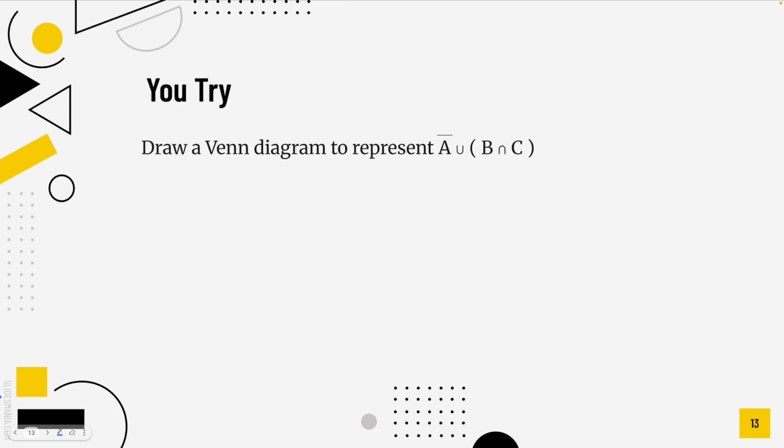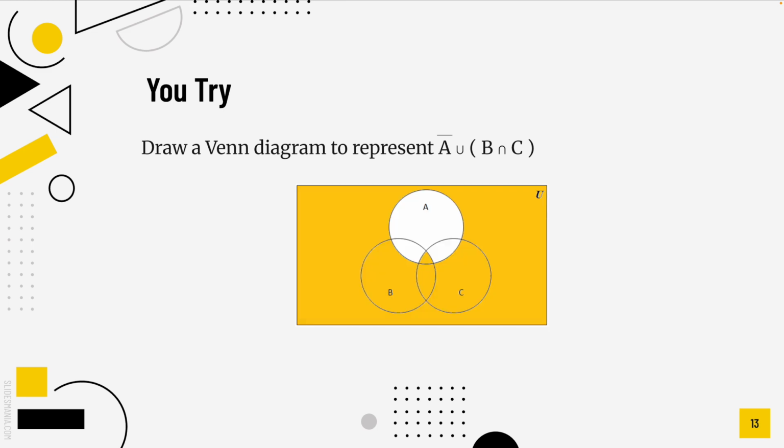Okay, try this next one. Okay, let's break it down. It's asking for not A or B and C. So we're looking at where would I shade in for not A? Where would I shade in for B and C? And this is an or, meaning I'm looking at anywhere I've shaded. So an and is where I've shaded both. An or is where have I shaded at all. And this is my answer.